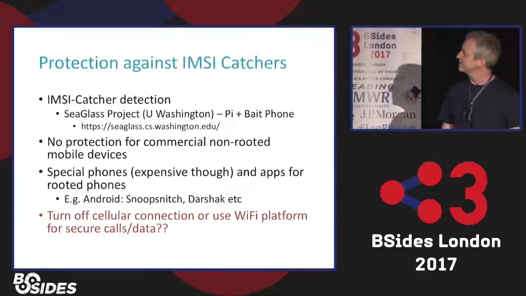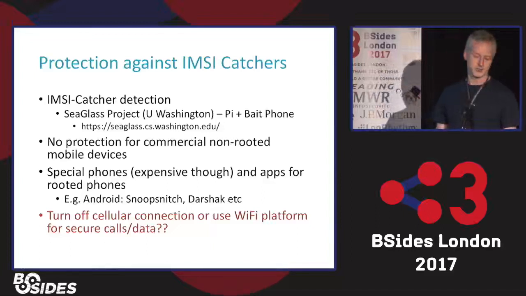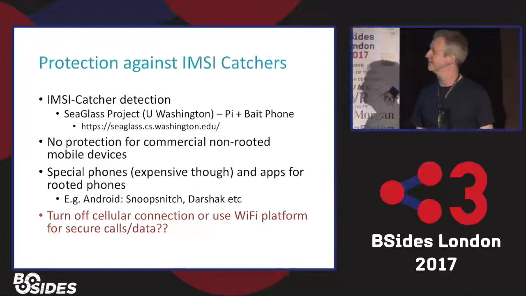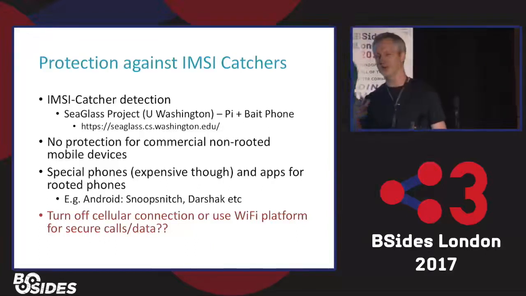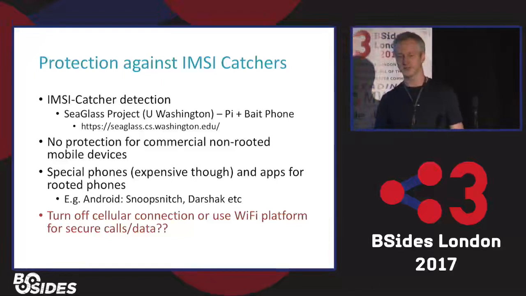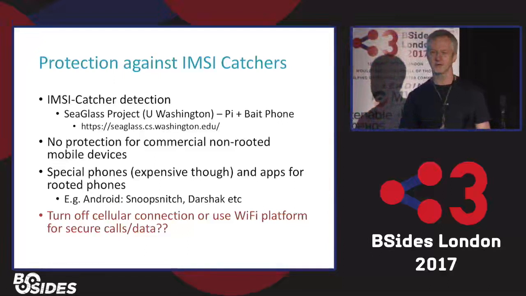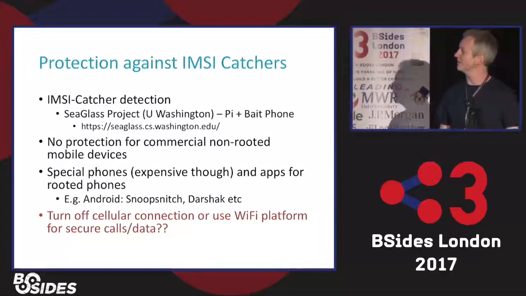Protection against IMSI catchers. There's some recent work. There's a project called SeaGlass, which came out of the University of Washington, which is basically driving around in cars and mapping out the frequency spectrum used by all the known base stations, and then watching for anomalies, and then being able to work out whether IMSI catchers have been deployed.